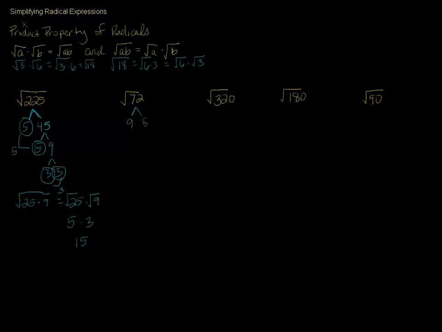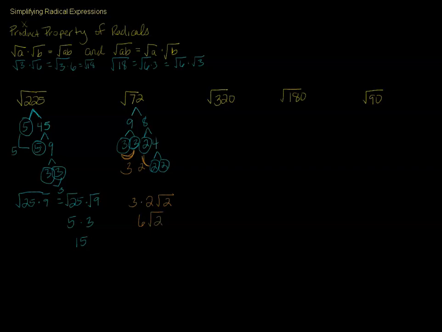9 times 8, 72. 9 is 3 and 3. 8 is 2 and 4. These are prime numbers, so we can circle them. 4 is 2 and 2. Now, remember that a pair counts as only 1. So we have a pair of 3s, and a pair of 2s, and then we have one extra 2. What happens is that the pairs go on the outside of the radical, and what's left over stays on the inside. So this would be 6 times the square root of 2.